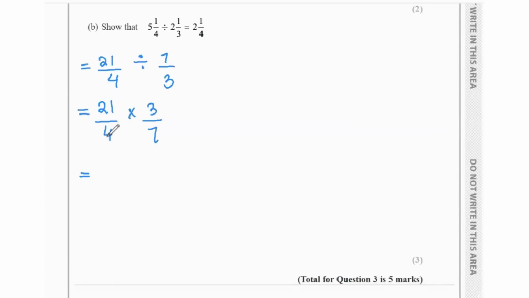Vertically, we know we cannot simplify because 21 and 4 don't come in the same times table, and neither do 3 and 7. However, diagonally, we know 7 and 21 do come in the same times table. 7 ones are 7, 7 threes are 21. 3 times 3 is 9, 4 times 1 is 4, and they want the answer in mixed numbers. So 9 divided by 4 is 2 whole number 1 over 4. So that's your answer.